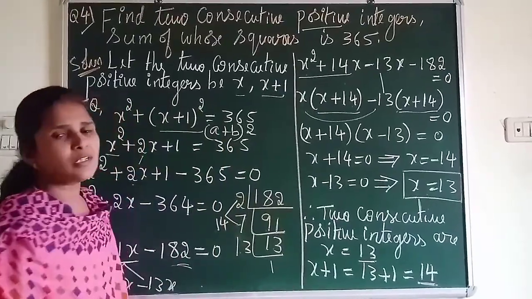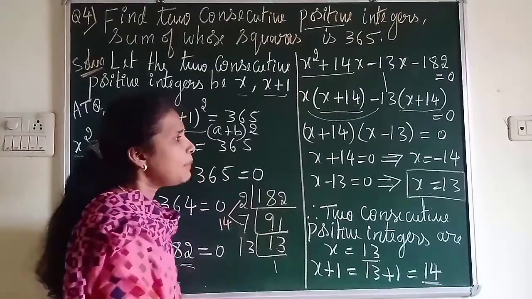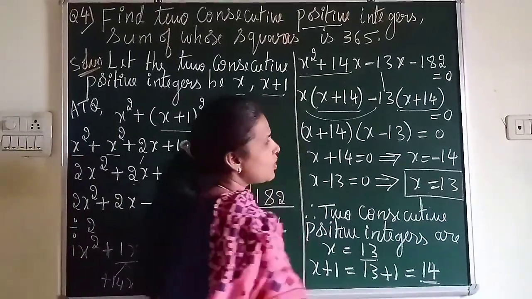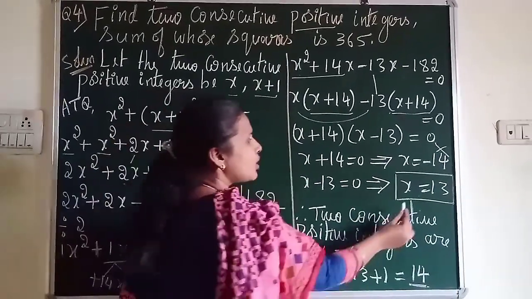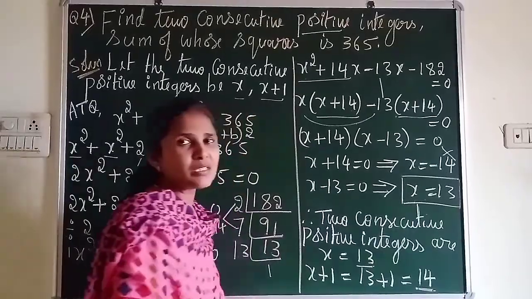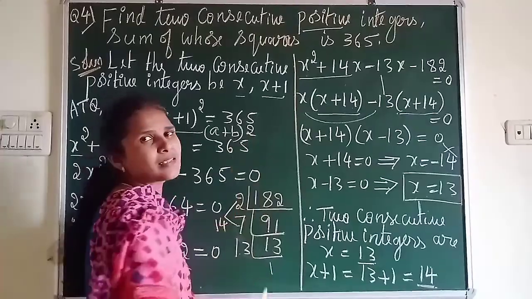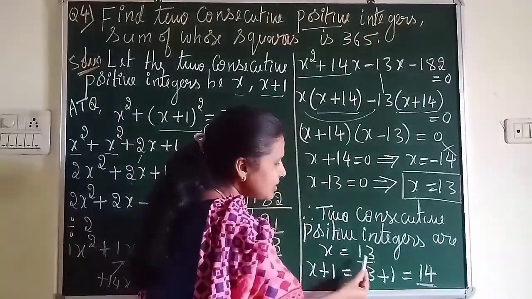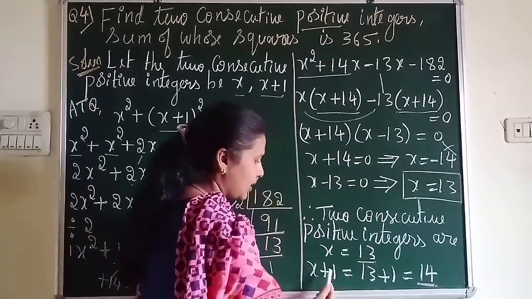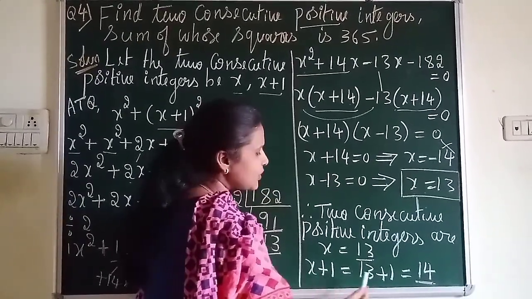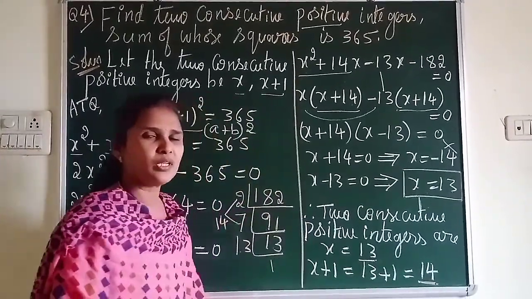Once you check the question, he has given positive integers. You can observe here, positive integers. But I got one negative number. Because I got a negative number, we should not consider x as minus 14. So consider x as 13. That means the first positive integer is 13. As we assumed the two integers as x and x plus 1, when the first integer is 13, to obtain the next consecutive integer, I should add 1. So the next integer becomes x plus 1, that is 13 plus 1, 14. So the two integers are 13 and 14.